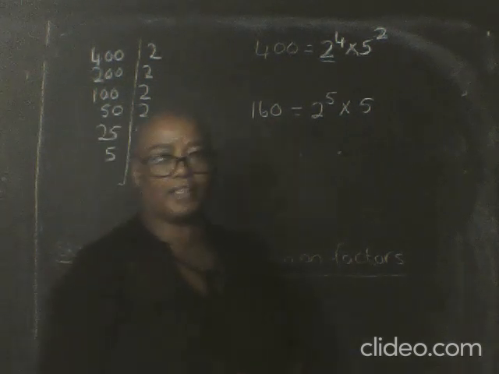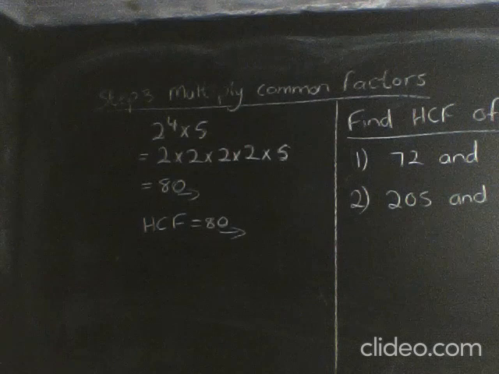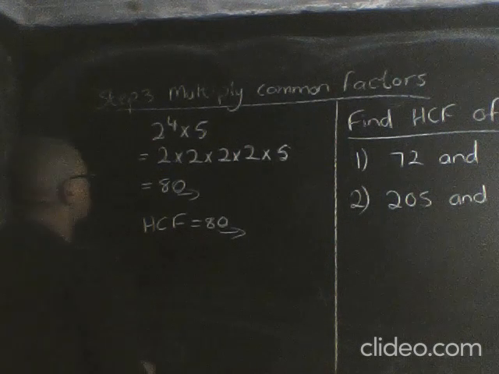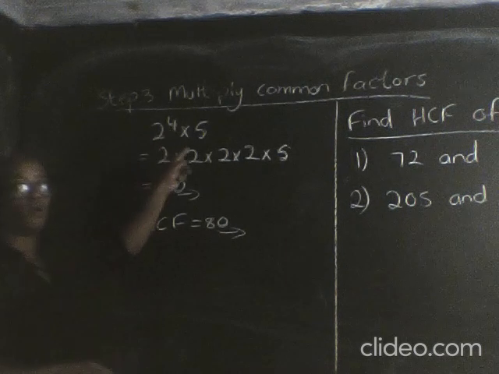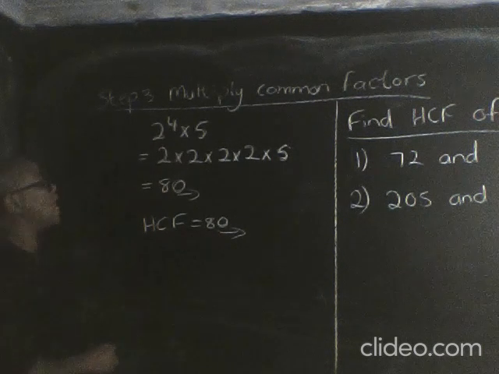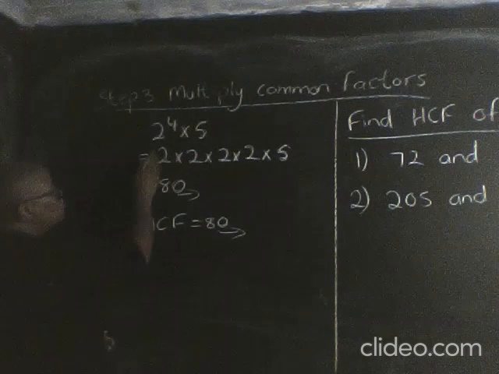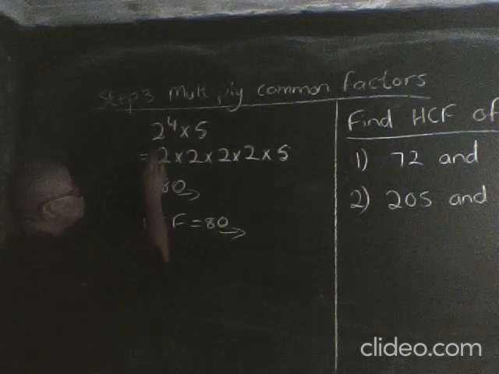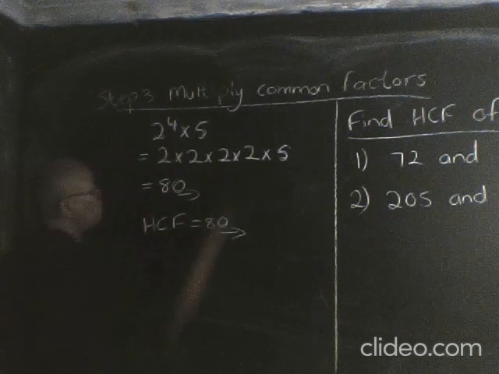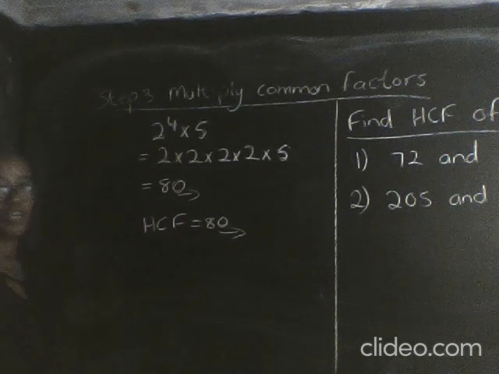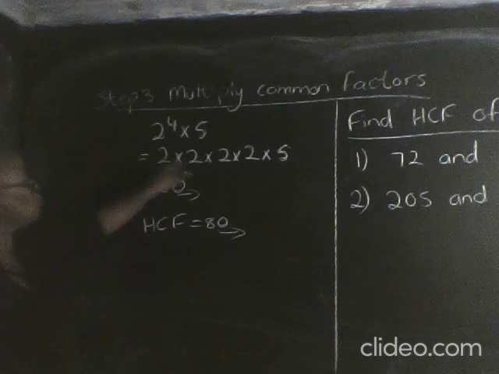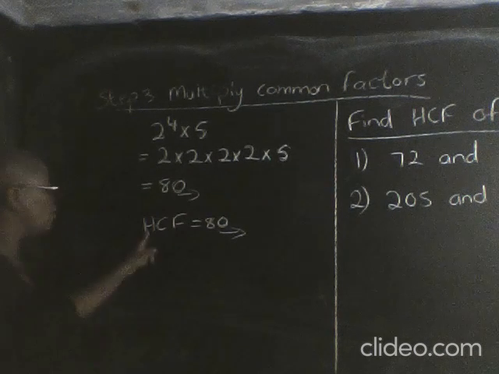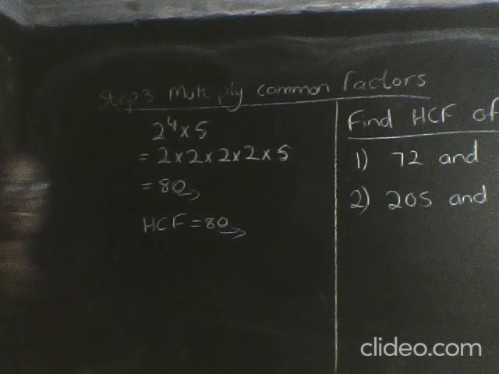Let's do the last step. The final step is to multiply the common factors. We took out as common factors 2 to the power of 4 times 5, right? Now all this means is 2 to the power of 4 is 2 times 2 times 2 times 2, so 4 2's multiplied by itself times 5. That's how you input it on your calculator. When you multiply 2 times 2 times 2 times 2 times 5, you will get an answer of 80. So your highest common factor is 80.